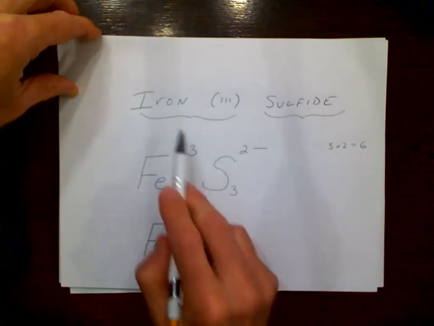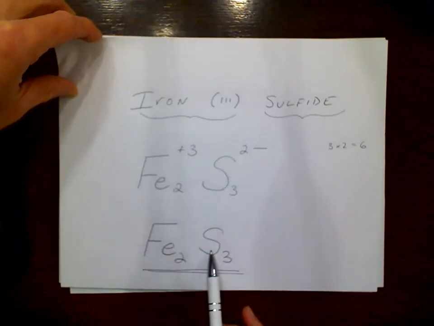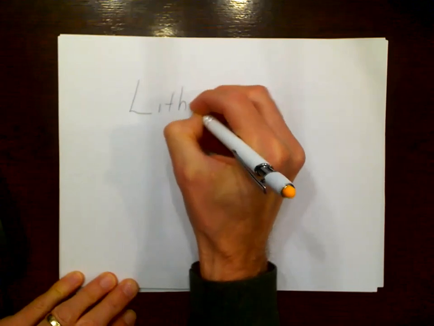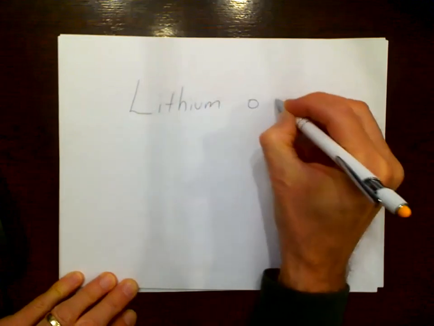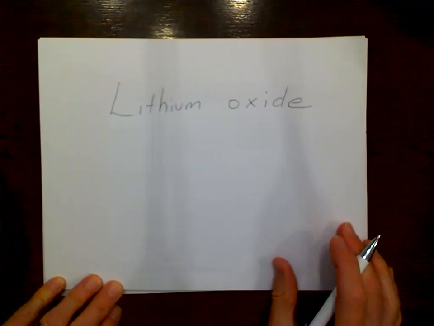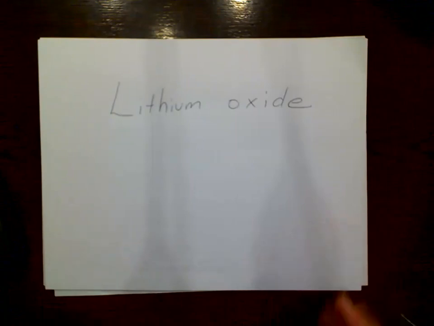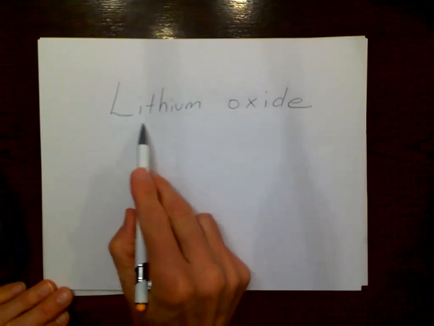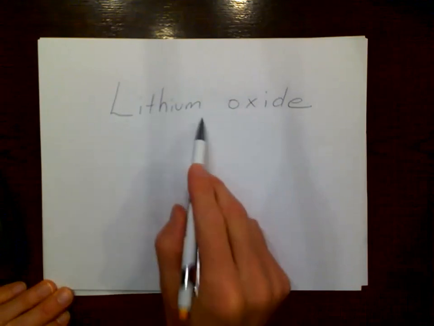So that's going from name to formula. Let's do one where we're going from formula to name. So in this case, we're going to try lithium oxide. So we're going to go lithium oxide. All right, well, how do I do this? Well, I got to get my periodic table. I have to find the symbol and charge of the lithium ion.